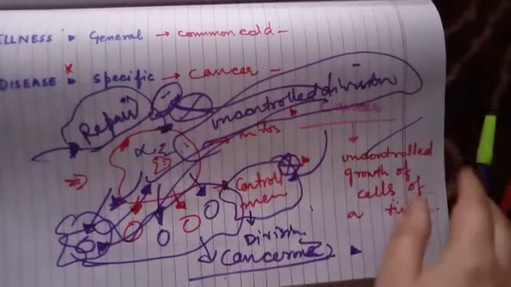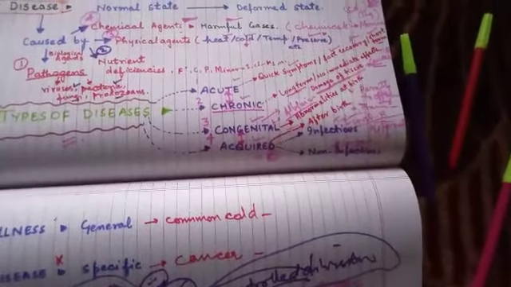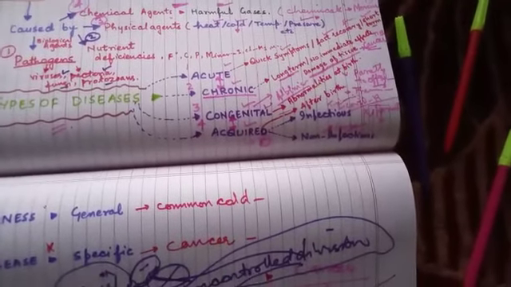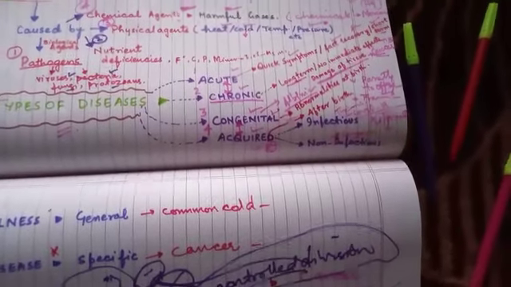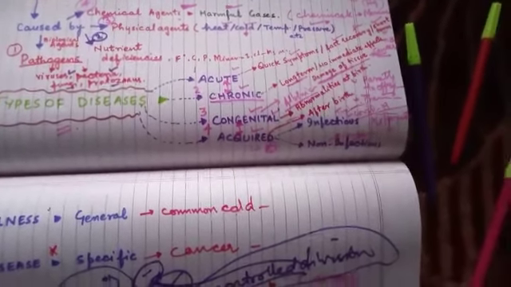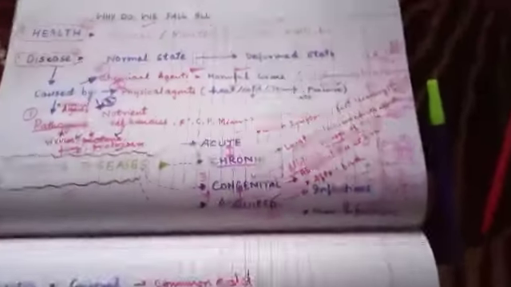So this was today's topic. In the next lecture, we will go for some diseases: viral disease, bacterial, protozoan disease, and helminthic disease, that we will see in the next chapter.